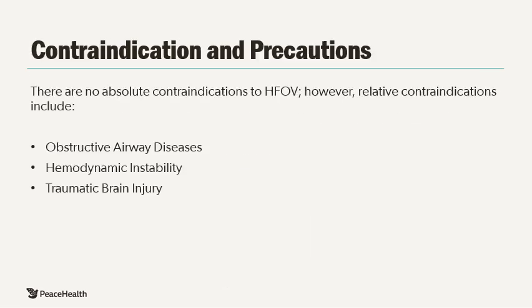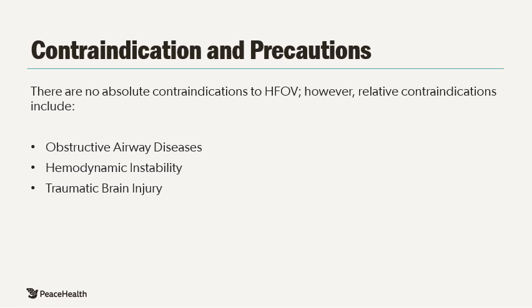There are no absolute contraindications to high-frequency oscillatory ventilation. However, there are some relative contraindications, which include obstructive airway disease. It's a condition characterized by increased airway resistance, such as severe bronchomalacia, which may reduce the effectiveness of high-frequency ventilation due to potential air trapping and hyperinflation. This can increase the risk of pulmonary barotrauma, including pneumothorax and pulmonary interstitial emphysema.